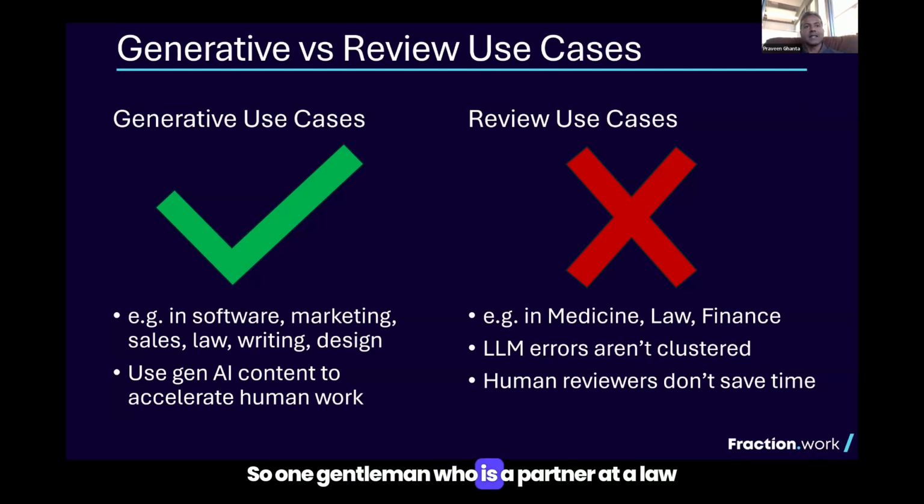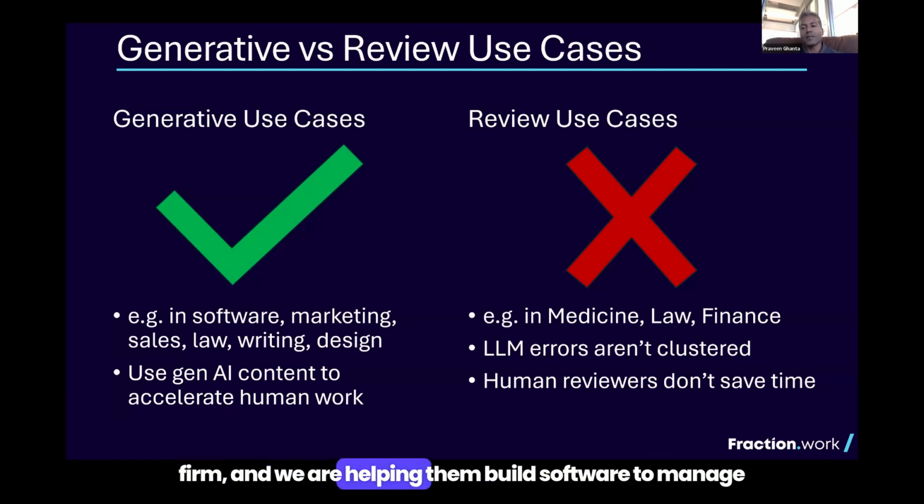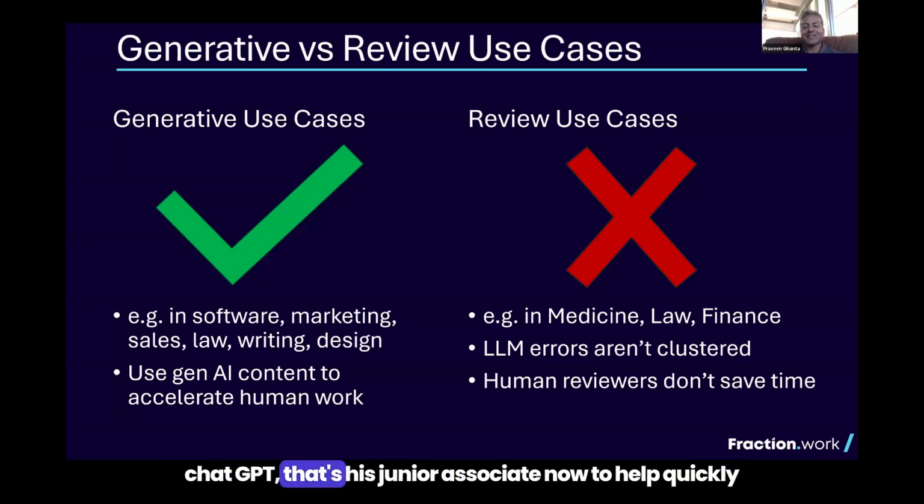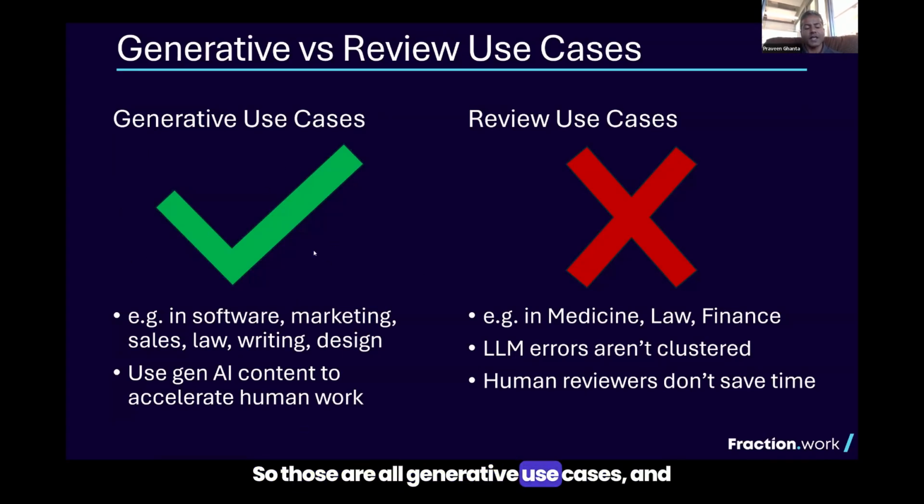So one gentleman who is a partner at a law firm, and we are helping them build software to manage and accelerate how they manage certain types of cases, was telling us that he doesn't know how much they need junior associates anymore, because essentially OpenAI or ChatGPT is his junior associate now, to help quickly write a very rough version of a contract. And then as the skilled, experienced human, he can come in and clean it up and make sure that it actually meets the standards needed to really be shipped. So those are all generative use cases, and we're seeing a lot of success there. Us and tons of other companies too, of course.